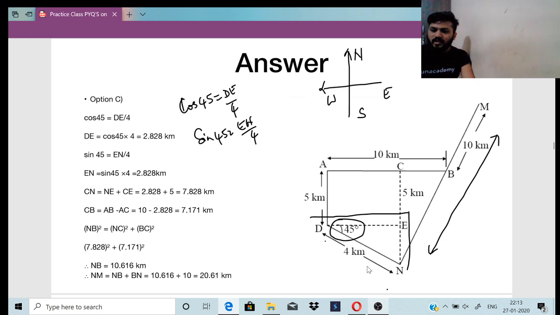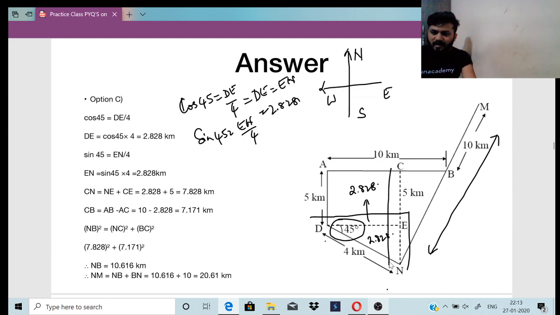DE by 4, right? So here DE will become, what is cos 45? Cos 45 and sin 45 both are the same. So DE will be equal to EN, which is 2.828, right? So I got DE's value, 2.828, and I got EN's value, which is also 2.828.